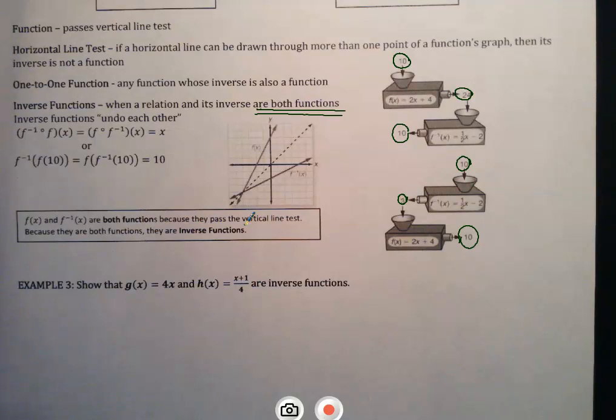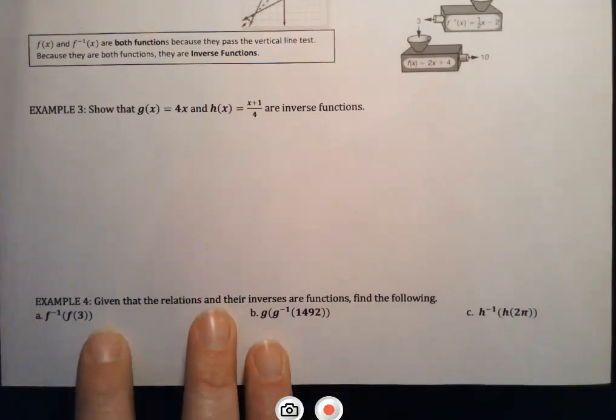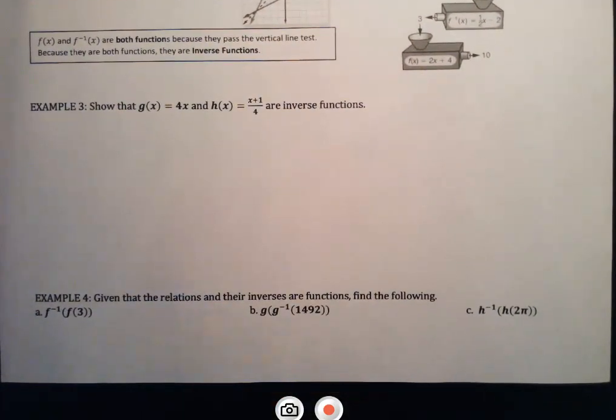So now in example 3, we want to show that g of x equals 4x and h of x equals x plus 1 divided by 4 are inverse functions. So how might we show that? What do you think? We don't have to make a graph. We want to prove that they're inverse functions, right?